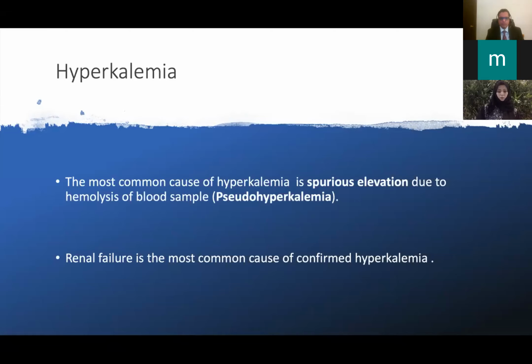if this does not make sense clinically with your patient, think about false or pseudo hyperkalemia secondary to sampling error before jumping to start management, if there is no clear evidence or other clinical signs of hyperkalemia. So always check whether this is pseudo or true. Renal failure is the most common cause of confirmed hyperkalemia.